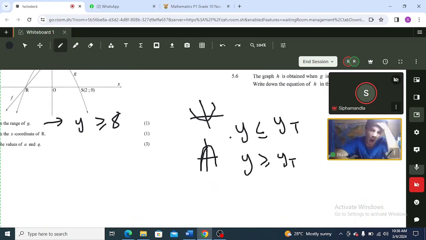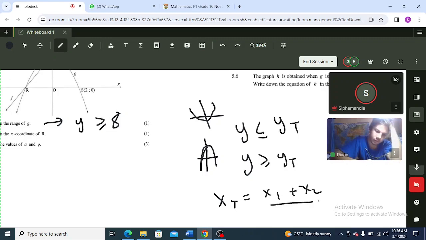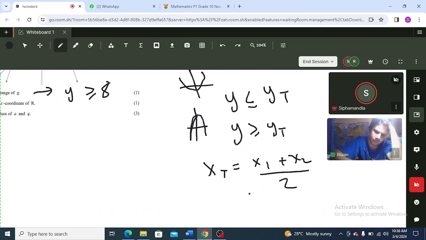I said if you want to calculate xt, which is the x value at the turning point, you simply say xt is equal to x1 plus x2, divided by 2. Do you remember this formula?